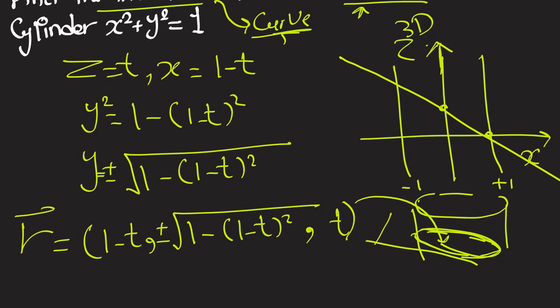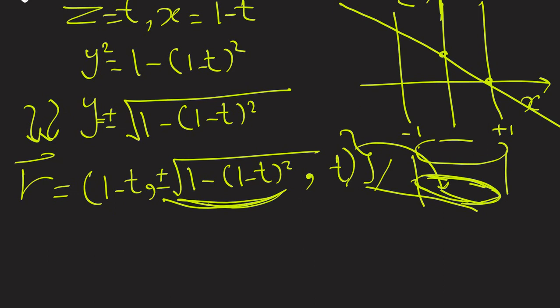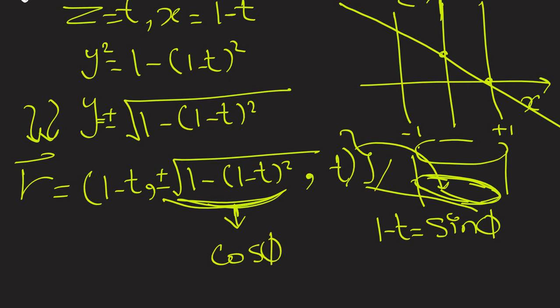Now we can see that this thing is a problem right here. You will not be happy dealing with this in your integrals, so what can we do to make this simpler? What I'm going to do is substitute 1 minus t with sine phi, and in this case this whole square root term is going to be cosine phi. This is just going to be sine phi, and this is going to be 1 minus sine phi.